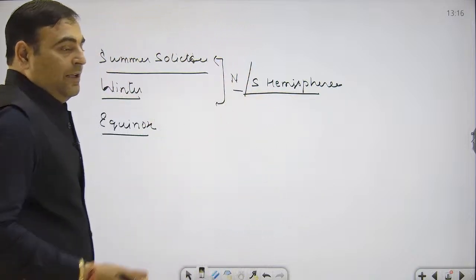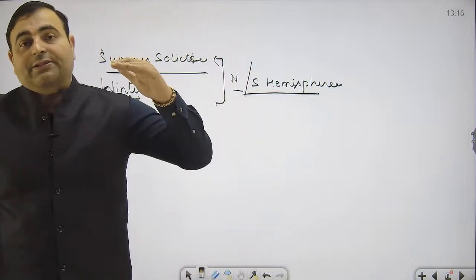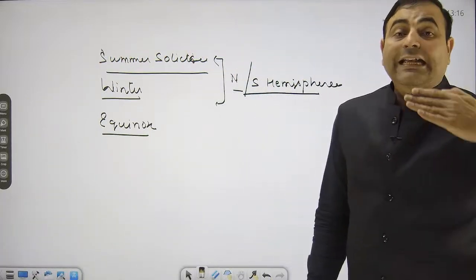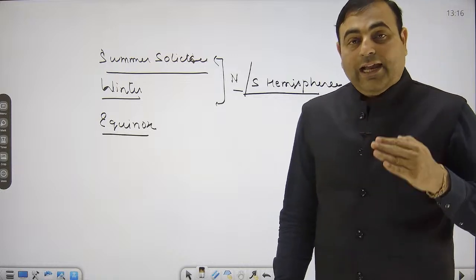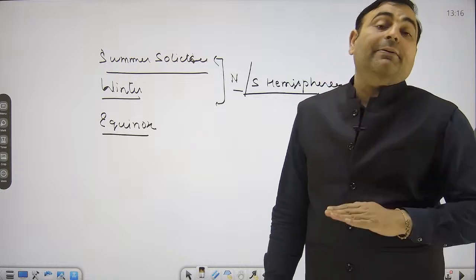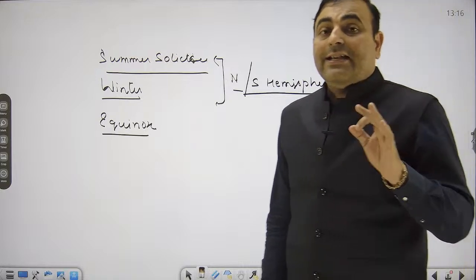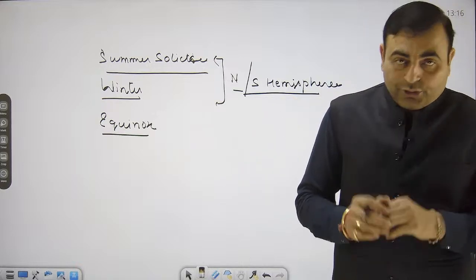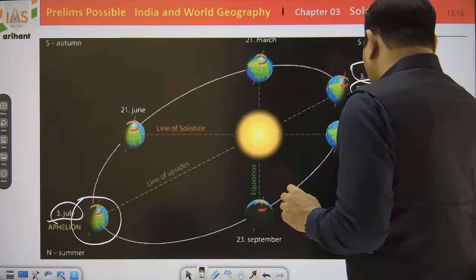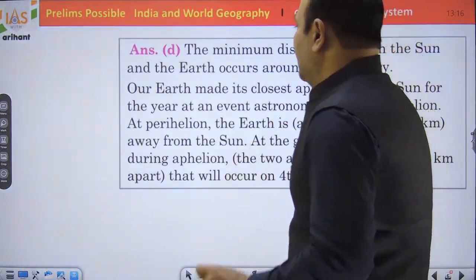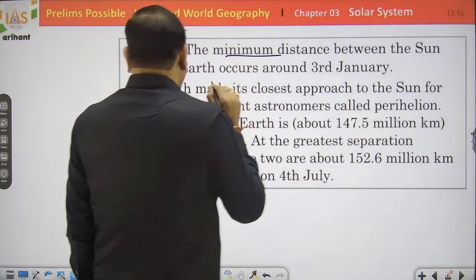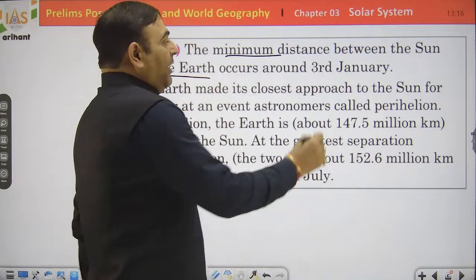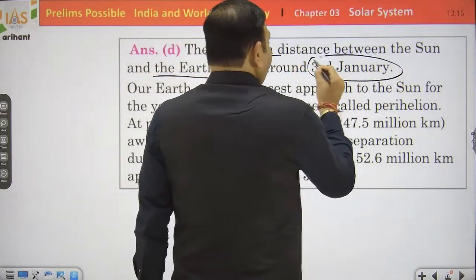Wherever the sun is, on whatsoever tropics the sun is, there will be a summer solstice. And where there is unavailability of the sun, it is winter solstice at that hemisphere. So we can say with this question, the minimum distance between the sun and the earth occurs around the perihelion point, which is 3rd of Jan.